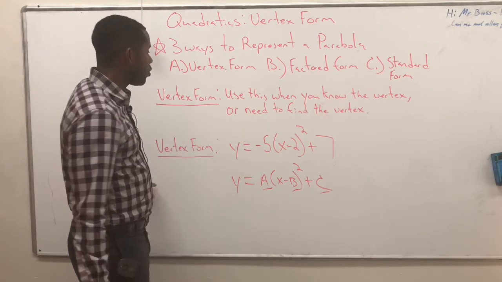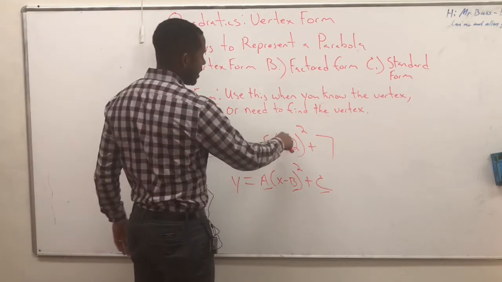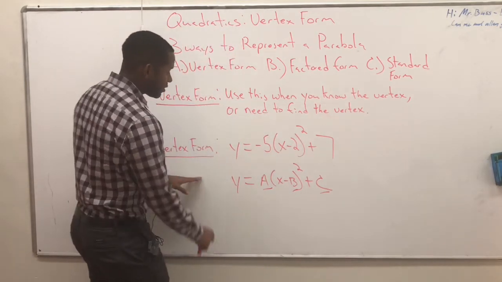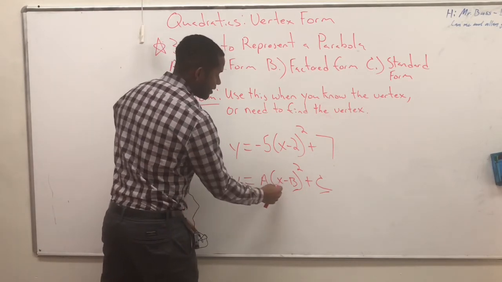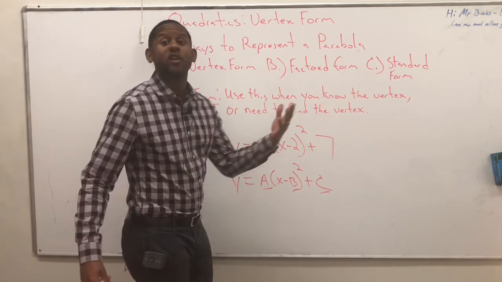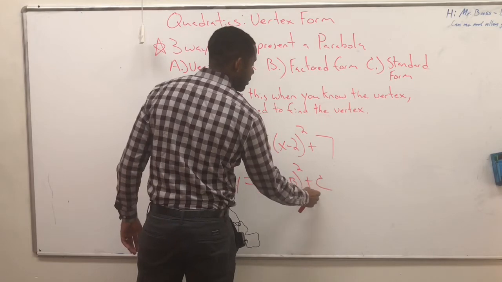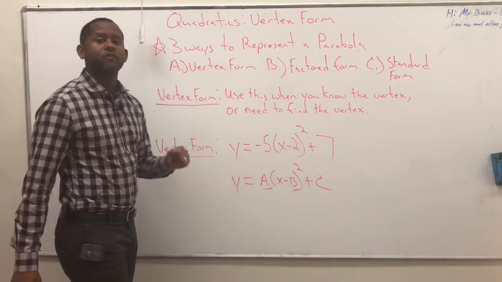So the vertex form, I'm giving you an example. It looks like this, y equals -5 in parentheses x minus 2 squared plus 7. It always has a format like this. Y equals, there's some number here, in parentheses is x minus some number here. It's squared because this is a quadratic. It creates a parabola, which is why it is squared. And some number is added or subtracted at the end. This is the basic form in vertex form.